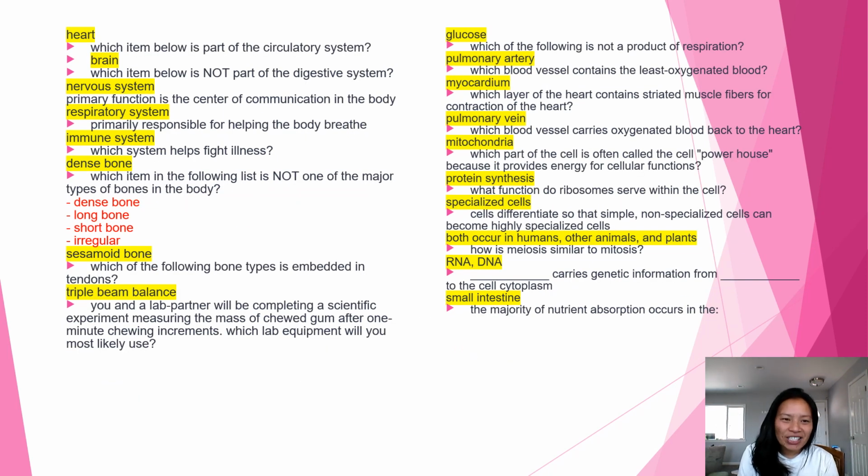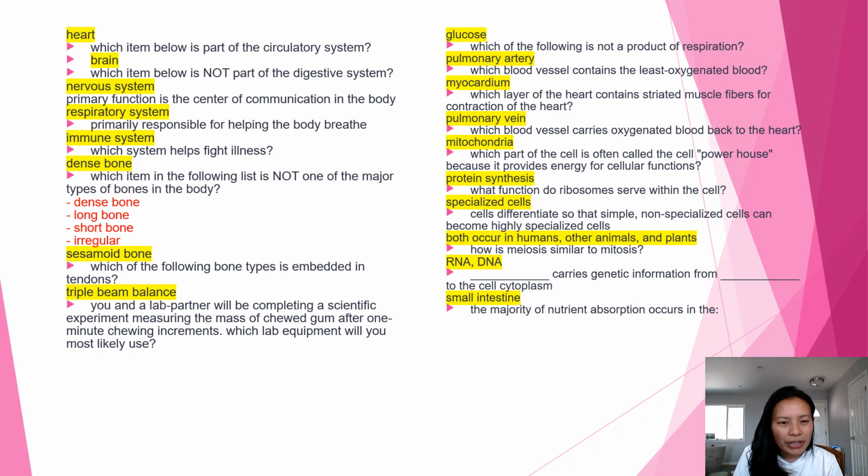Okay. So which item below is part of the circulatory system? So I forgot to write the choices, but the answer is brain. So sorry, the heart. Heart is part of the circulatory system. Which item below is not a part of the digestive system? So I guess if you see an item listed below and there's a brain, then you should choose the brain because it doesn't belong to the digestive system. Okay, primary function is the center of communication in the body. It's the work of the nervous system.